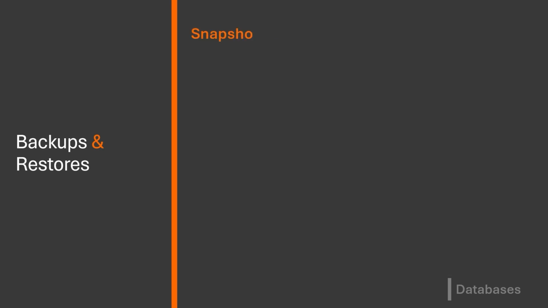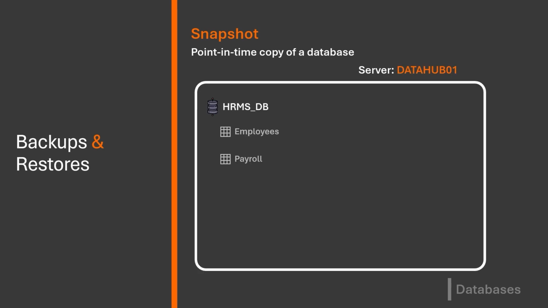We also have snapshot. A snapshot is a point-in-time copy of a database. It is useful for backups, testing, or troubleshooting issues without affecting the live database. For example, before making major updates to a system, IT might take a snapshot so that they can revert back if anything goes wrong. And that's it for this topic.